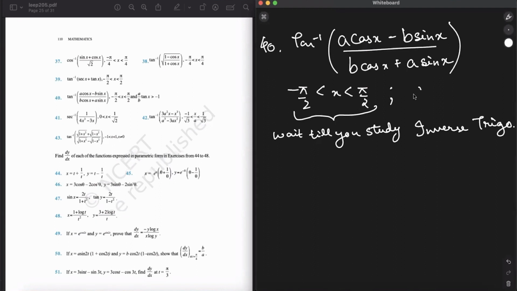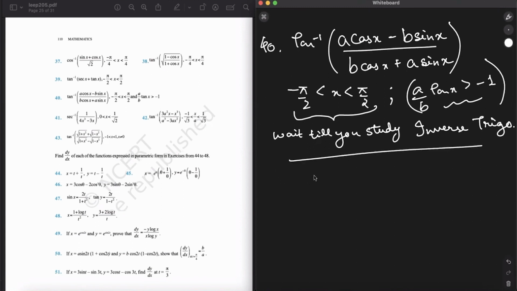Another thing, you have been given that a by b tan x is greater than minus 1. I don't know what this is for. We'll solve the question and see if it comes into use. It will definitely come in use, that is why it has been given. But for now, I don't know what this is for. So, starting the question.